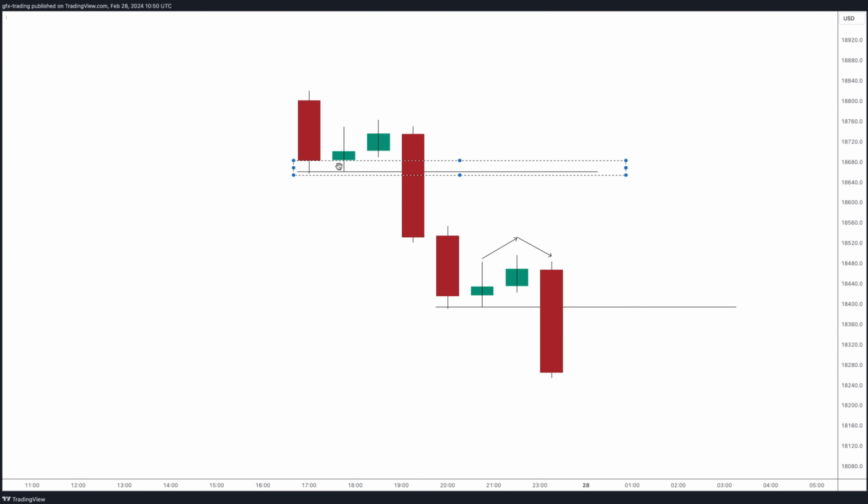A lot of people at the start like to use zones because putting an actual horizontal ray can be quite difficult to place correctly. So put a zone or horizontal line there, and then we're not paying too much attention to these candles at the minute because obviously they've changed color. They've gone from red to green, which means that price is pulling back.